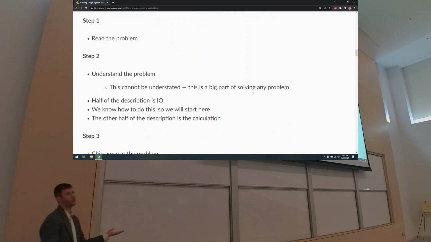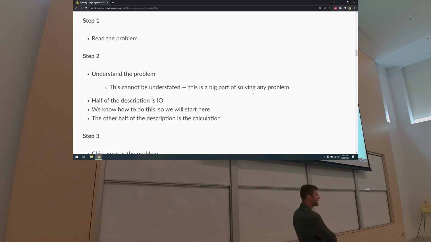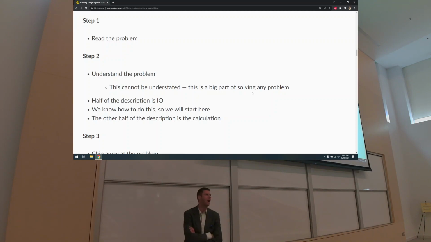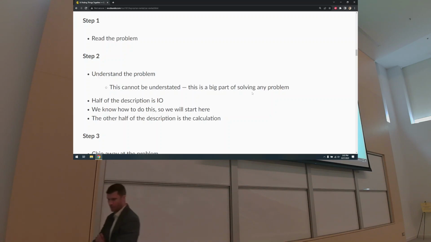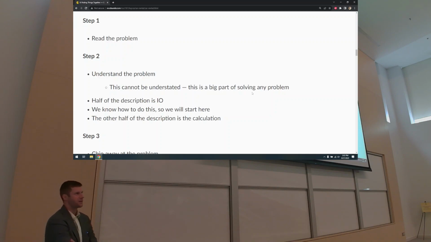Half of this description was I/O, right? Get their age, starting odometer, ending odometer, average or number of days, classification. That was I/O. And with I/O, we're pretty good. We want to input information, it's an int, or we do input. We want to output information, we print it, right? Not too bad. We'll start there because we know how to do this, okay?